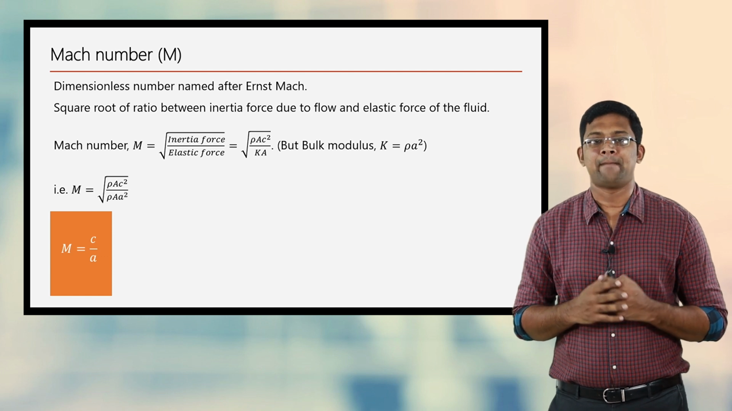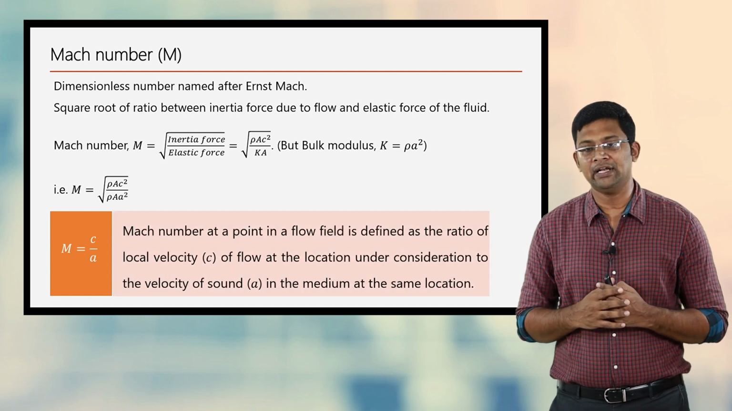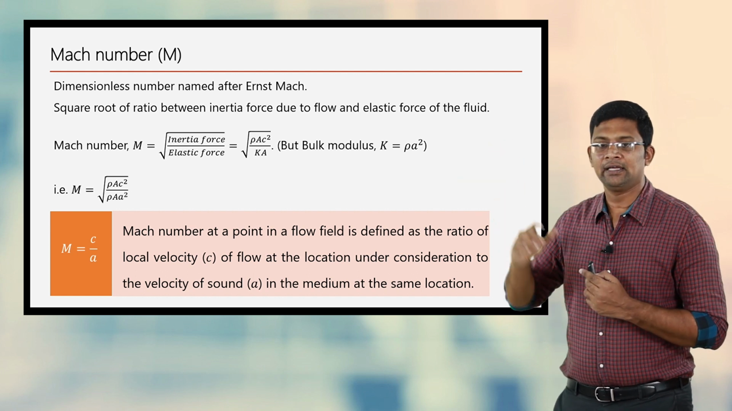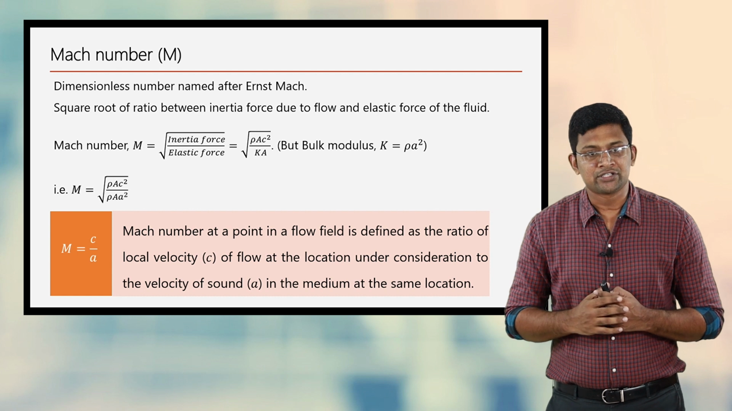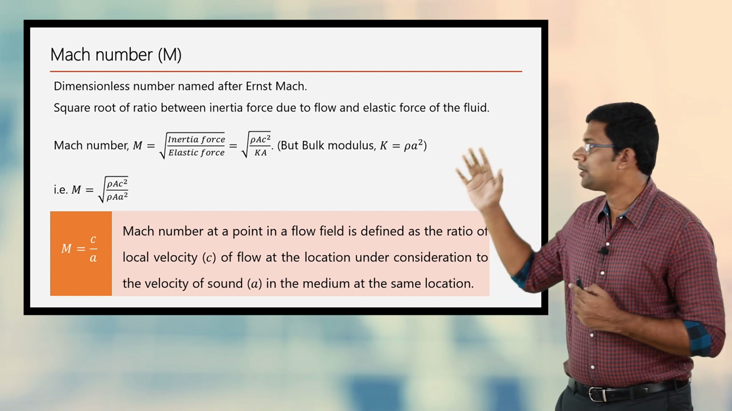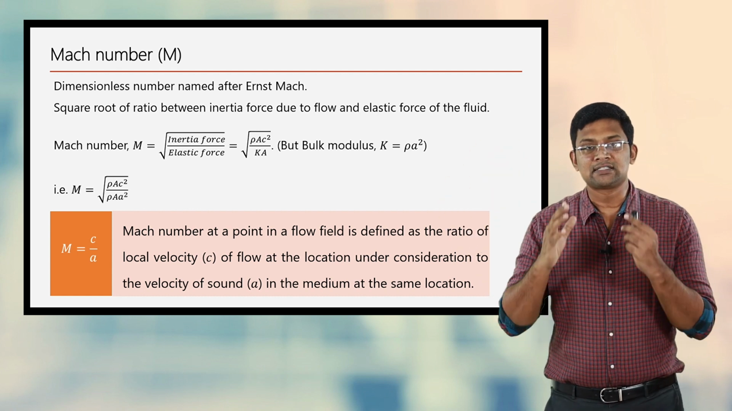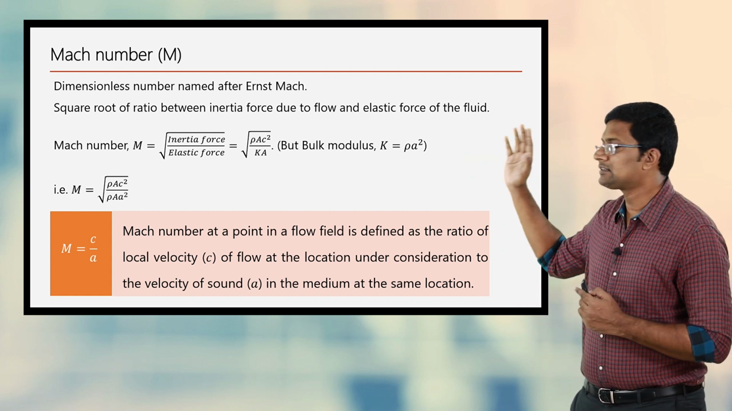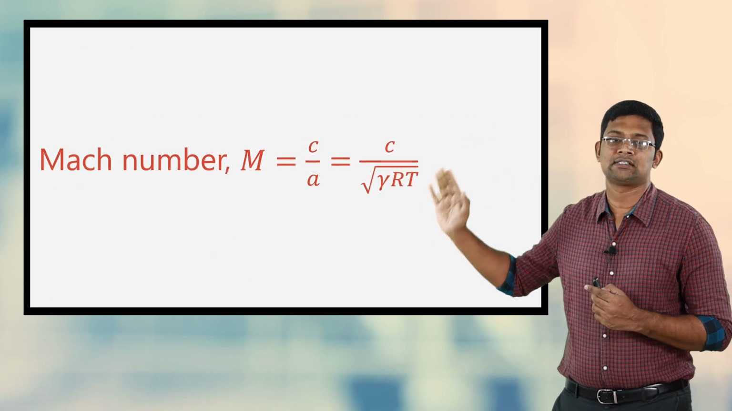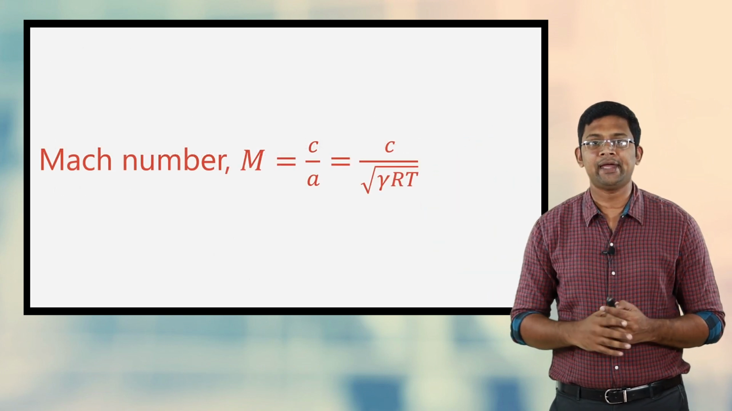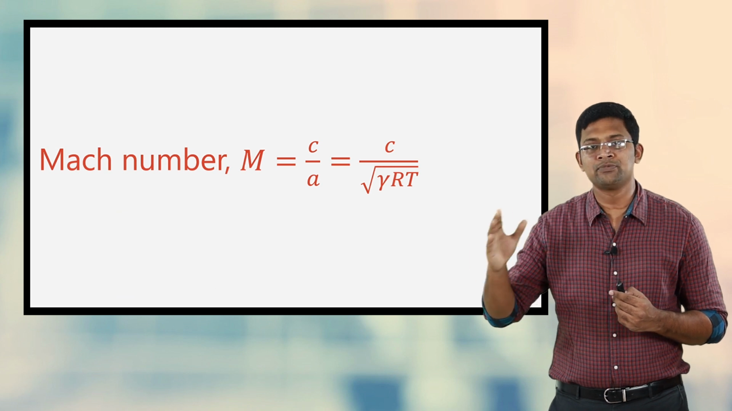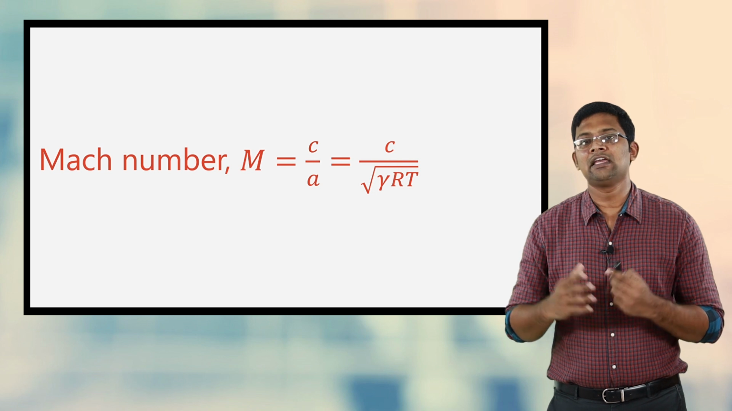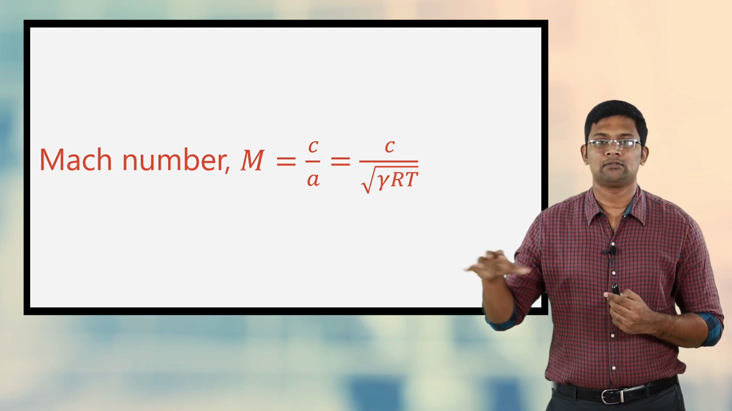We can define Mach number at a point in the flow field as the ratio of local velocity, which is notated by c, at a location under consideration to the velocity of sound, notated by a, in the medium at the same location. So that is the expression for Mach number, and this is the most important expression in this subject. M is equal to c by a, where c is the velocity of the object or fluid under consideration divided by a, where a is the velocity of the sound in that medium.